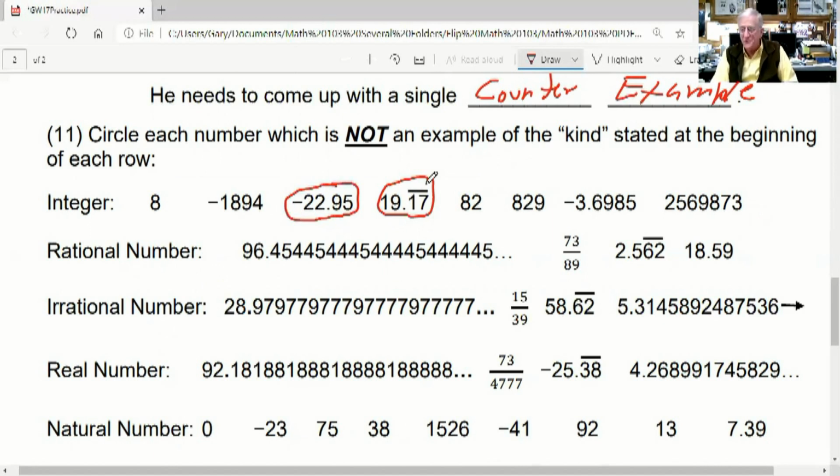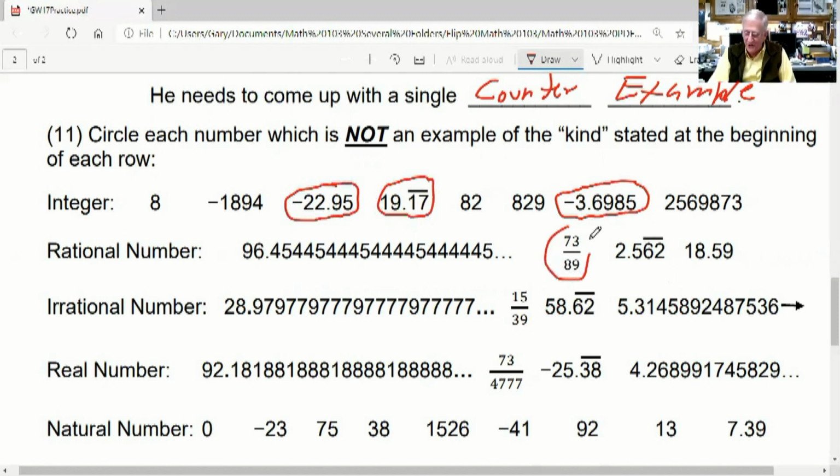Okay, 82 is an integer. This number here, negative 3.6985, definitely has a decimal part to it. It cannot be an integer. However, the last number, 2,569,873, is an integer. So those 3 that are circled are the non-integers. All right, look at rational number. We want numbers here that are not rational.